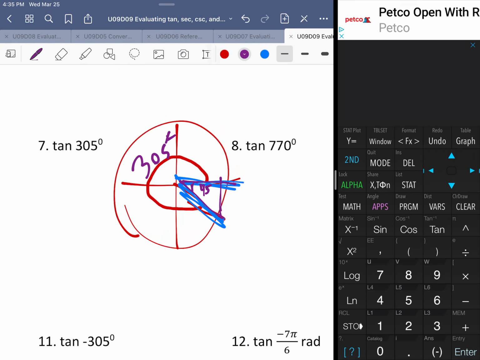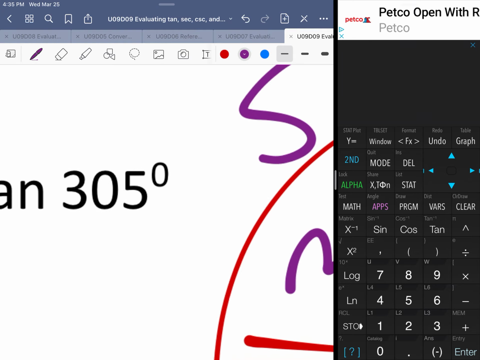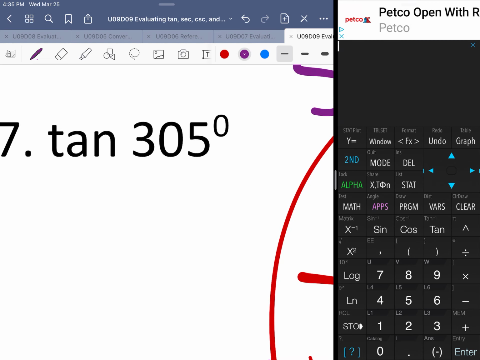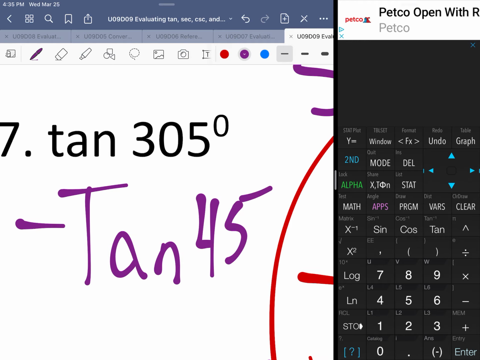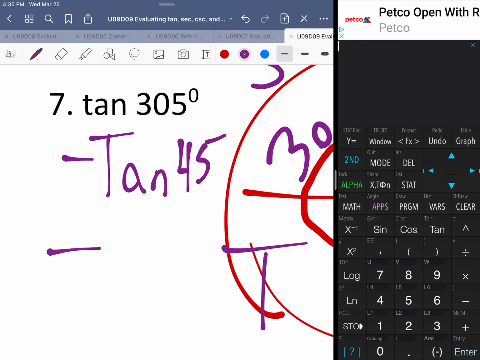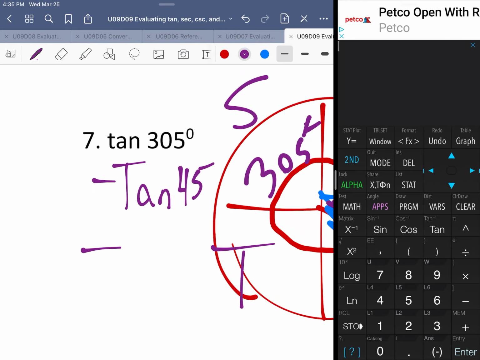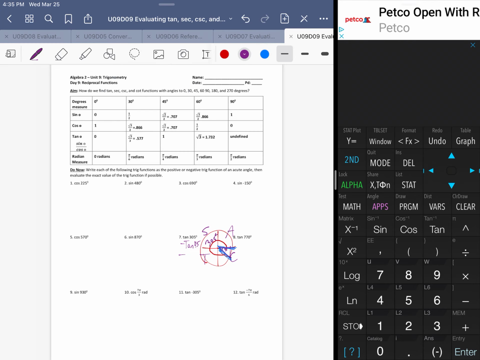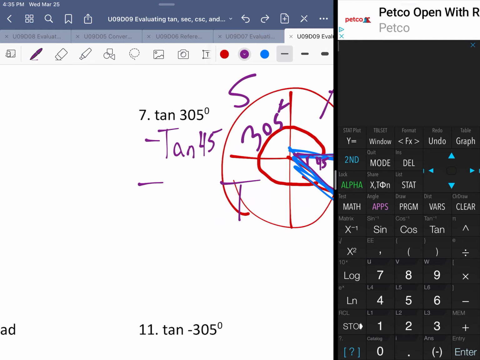Now, the steps. We have to know that all students take calculus to know that tangent is not positive in quadrant 4. Cosine is positive in quadrant 4. So that means we can replace tan of 305 with negative tangent of the reference angle, which was 45. And then we're just going to calculate tangent of 45. According to our table, tangent of 45 is 1. So I should get negative 1.